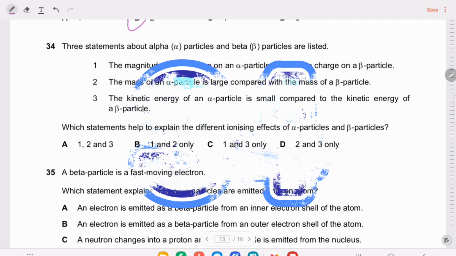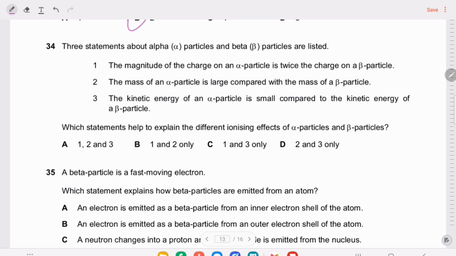Three statements about alpha particles and beta particles are listed. The magnitude of the charge on an alpha particle is twice the charge of a beta particle. The mass of an alpha particle is larger compared to the mass of a beta particle. The kinetic energy of an alpha particle is smaller compared to the kinetic energy of a beta particle. Which statements help to explain the different ionizing effects of alpha particles and beta particles? This question looks scary, but it's actually testing properties of alpha and beta radiations.